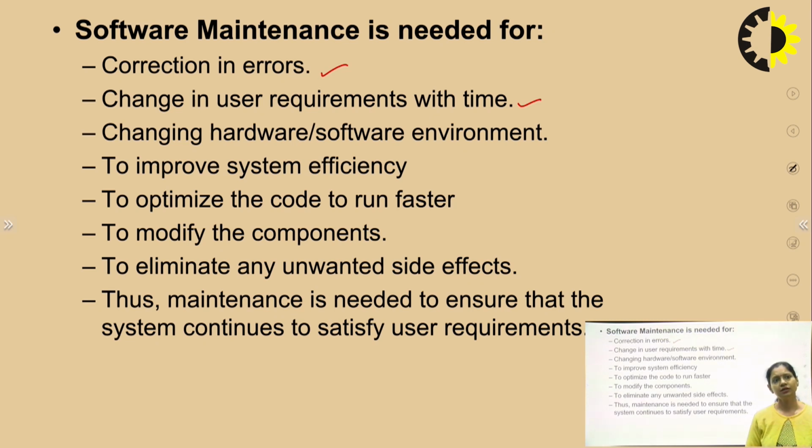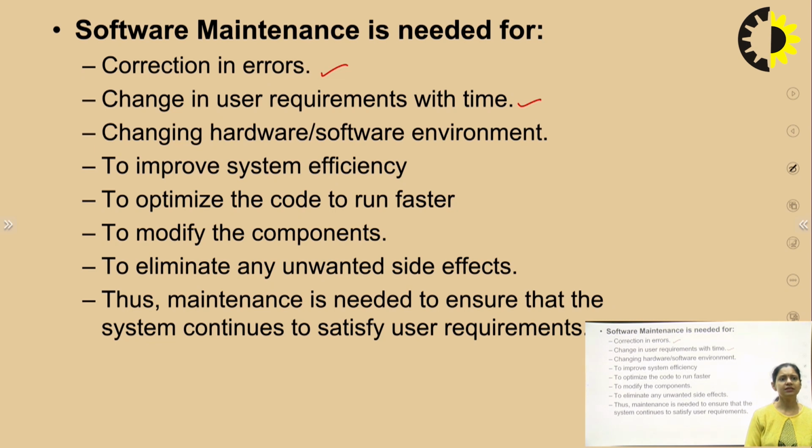Changing the hardware or the software environment, maybe because the user wanted to change the platform on which he is running, or some other hardware things need to be changed. To improve the system efficiency, to optimize the code to run faster, to modify the components. The components means some of the modules or some of the changes made into the program or the software. To eliminate any unwanted side effects. So all these are the reasons why the software maintenance is needed.